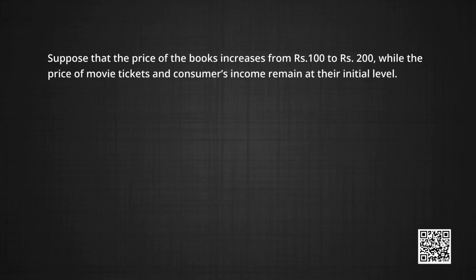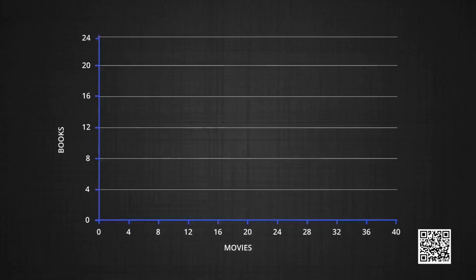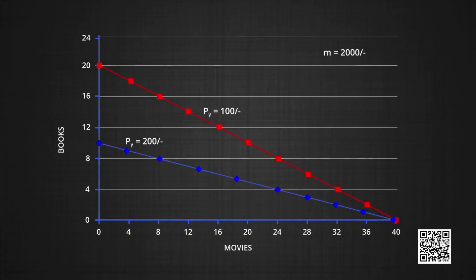Suppose the price of books increases from rupees 100 to 200, while the price of the movie tickets and consumer's income remain unchanged. The diagram given here shows these changes. The blue line is the new budget line. The price of a movie ticket has not changed. The consumer can still buy 40 movie tickets for 2000 rupees. However, given her income of 2000 rupees, the increase in the price of books means that she can at most buy 10 books instead of the 20 that she was buying earlier. The budget line swings in along the y-axis, hinged on the x-axis.